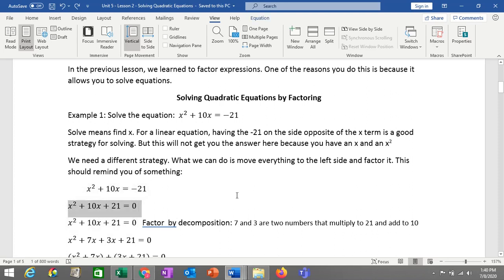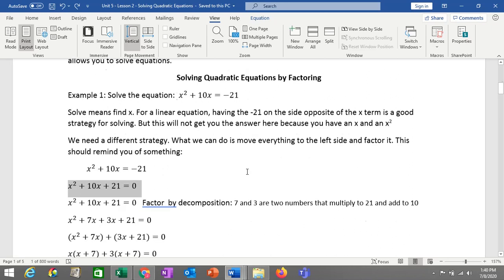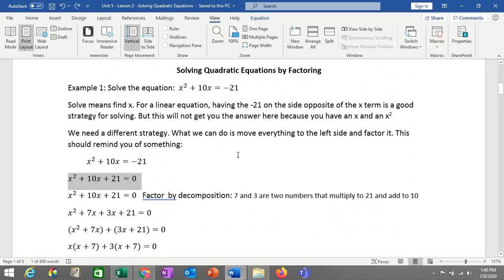If you have a quadratic equation, this is the form that you want to get it in if you're going to try to solve it. This is not the final form that you want to get it into, but you certainly don't want it like this. So you want to get it into something like that. Because what you can now do is, if you look on the left-hand side, you can factor this. And you can factor this using decomposition.